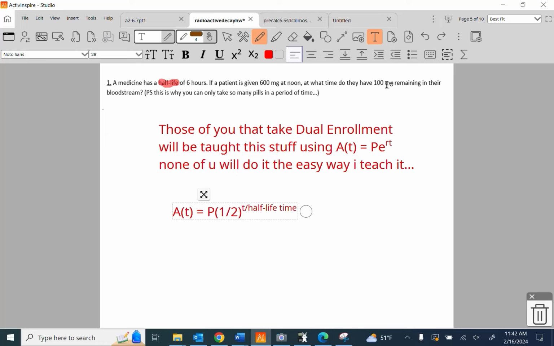I want to know when they have 100 grams in their system. So after some time passes, they have 100. They're given 600. And the time is unknown, but the half-life is 6 hours. Now I'm going to divide out the 600. 100 over 600 is going to be 1 over 6. I'm going to have 1/2 raised to the exponent of t over 6.